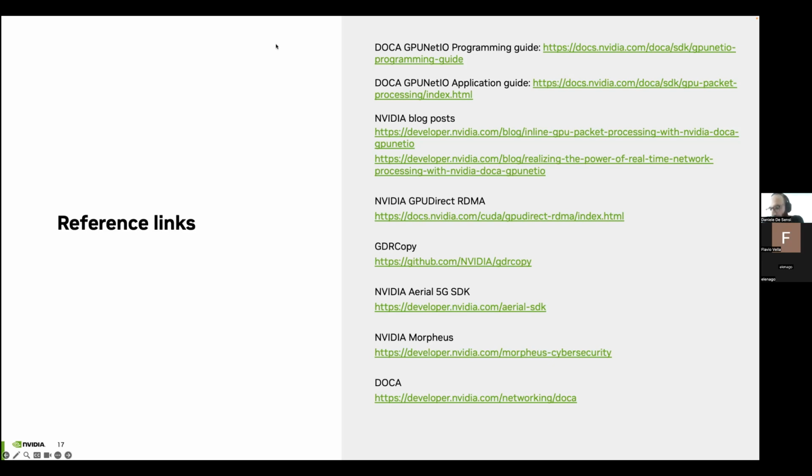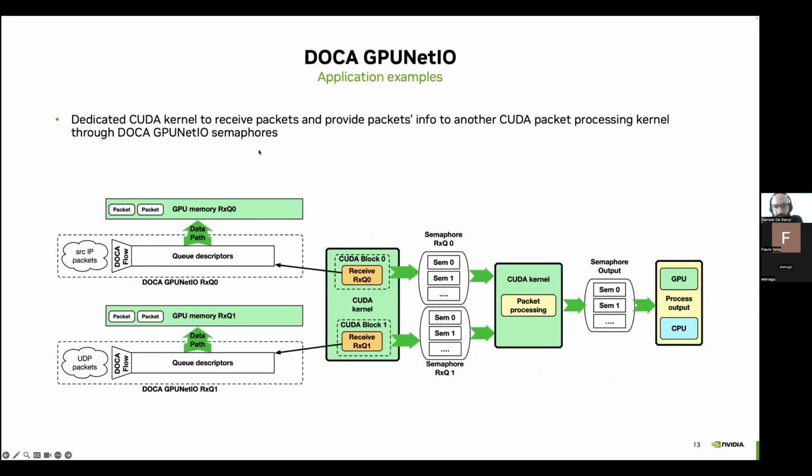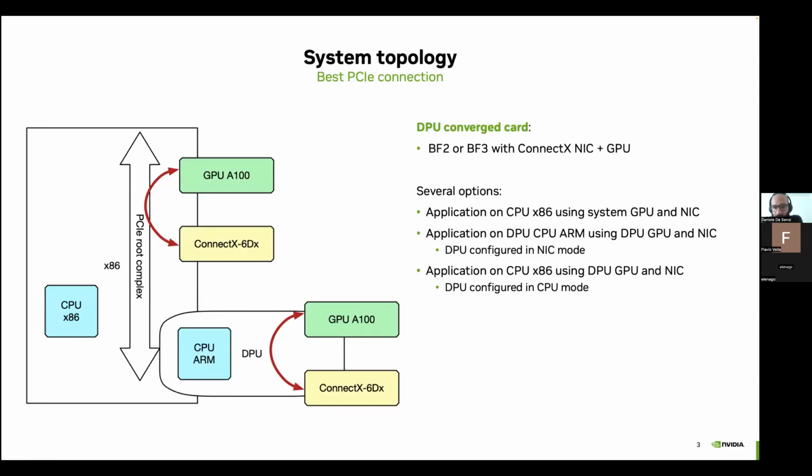So which of these combinations are actually possible? Can I run something on the host GPU, for example, and let it communicate with the kernel running on the DPU GPU?